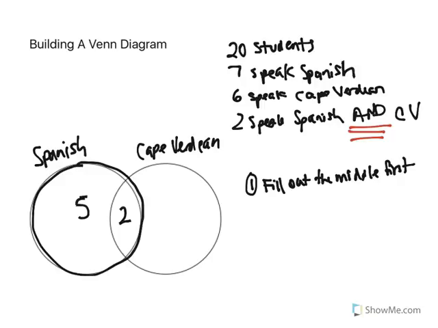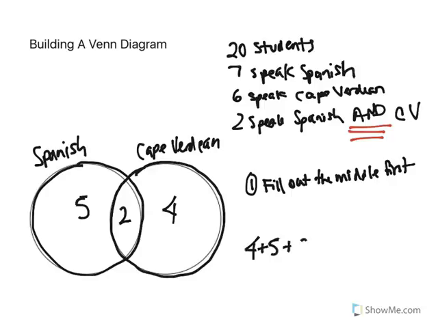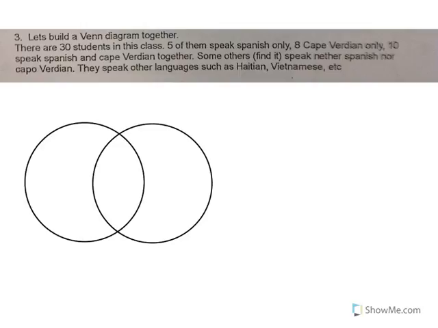On the right-hand side, it says 6 students speak Cape Verdean. 6 students speak Cape Verdean in general, right? So we have to include this 2 that's in the both in this larger circle of Cape Verdean students. And now we have 4 over here. If we add them all up and see how many total students we have in here, now we only have 11 students. Therefore, out of the total 20 students, we subtract 11 and get 9 students that speak neither language.